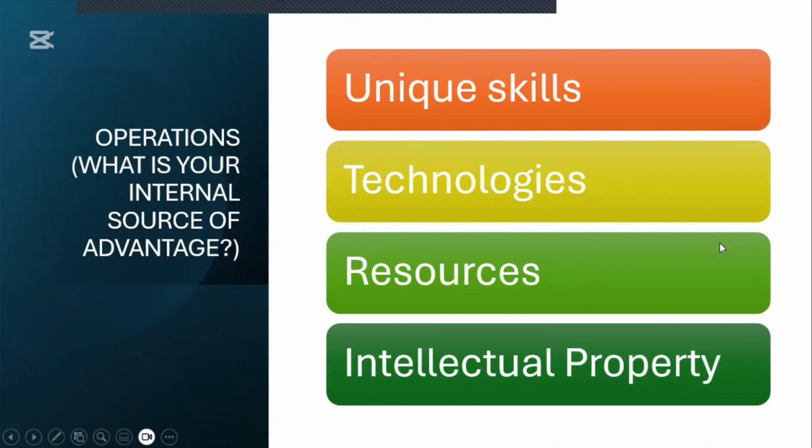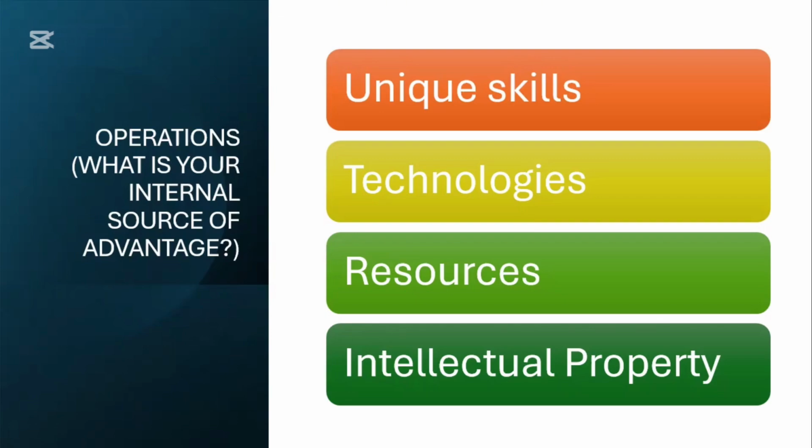The next area is operations. And in this case, we are looking at internally within the business, what is your source of advantage? Sometimes we train our employees so well that their skills are so much better than any other business, that they give us an advantage over everybody else. And people are more willing to come to our business because those employees are so well trained. Technology, sometimes you have technologies that no one else has. You have invested in developing it, so much so that nobody else has it. And therefore, it sets you apart from everybody else.